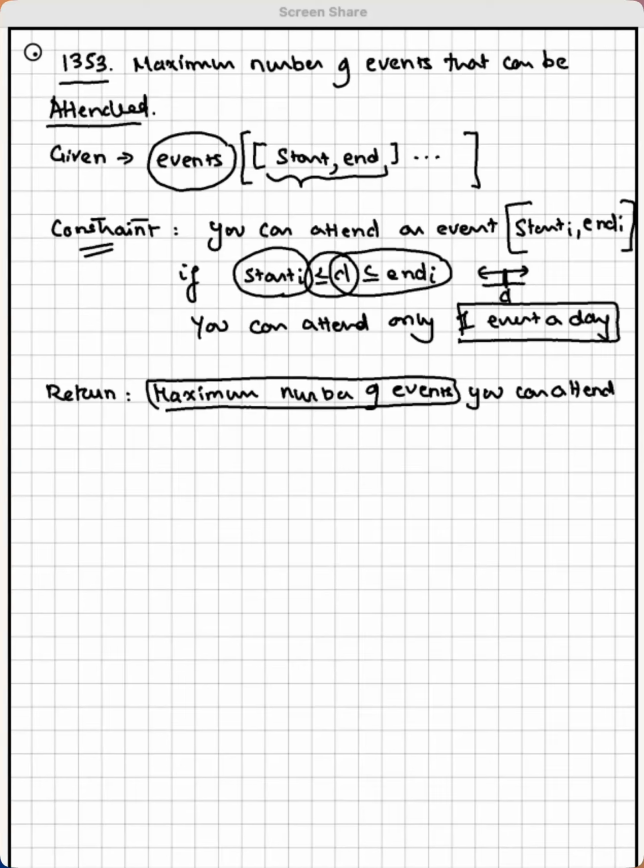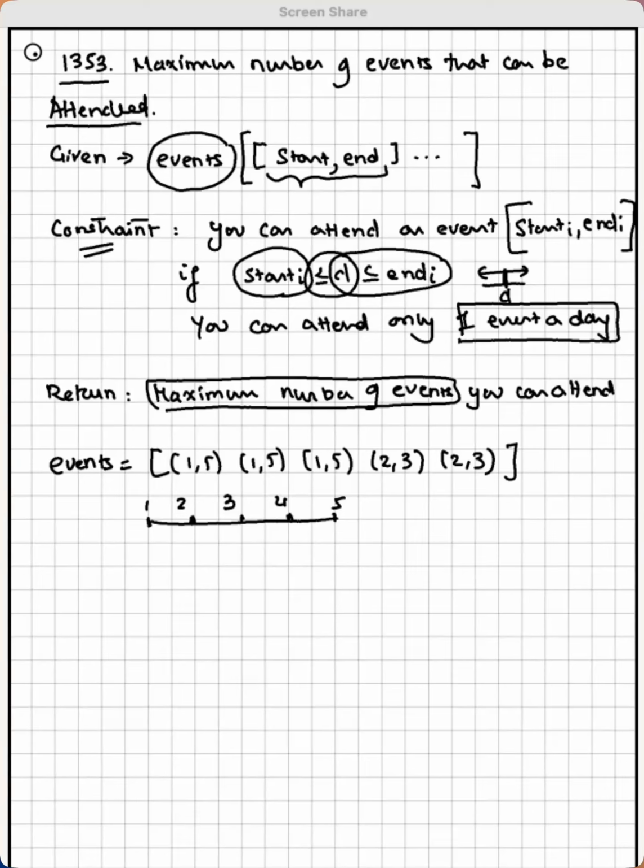Now, to understand this problem better, let's look at one example. Let's say events is equal to [1,5], [1,5], [1,5], [2,3], [2,3]. Now, let's plot this on the number line. So, let's say this is 1, 2, 3, 4, 5. Okay, so this is one event. This is another event. Now this is another event, and then we have 2 to 3 and then 2 to 3. Okay, so the events are written like this.